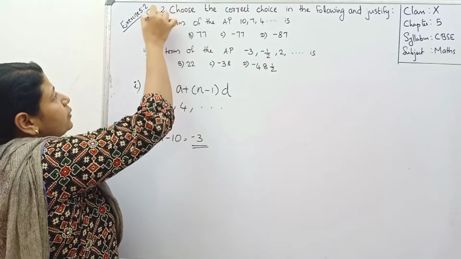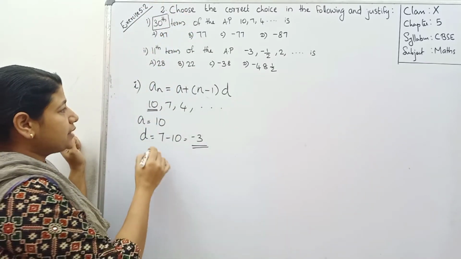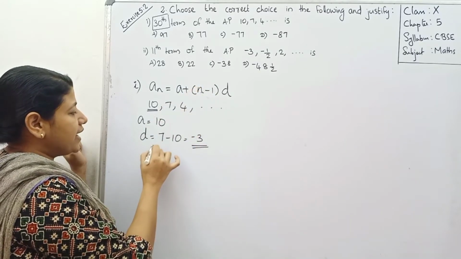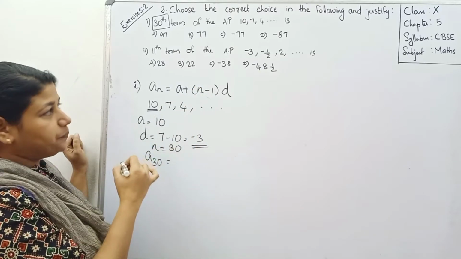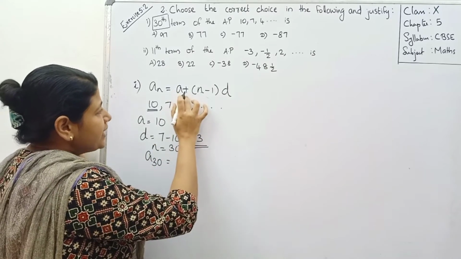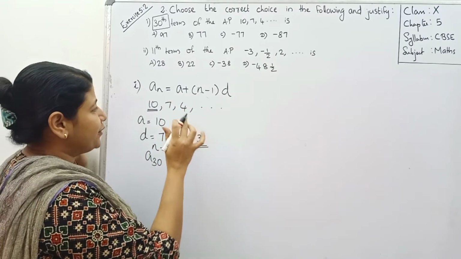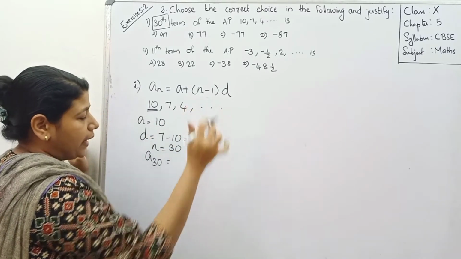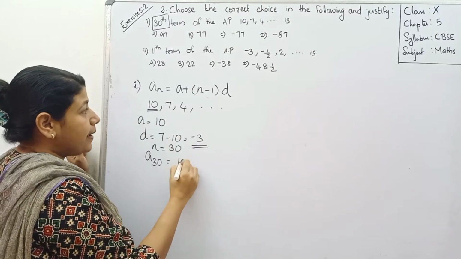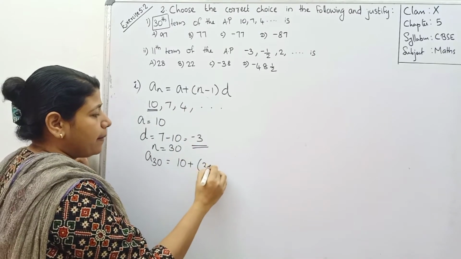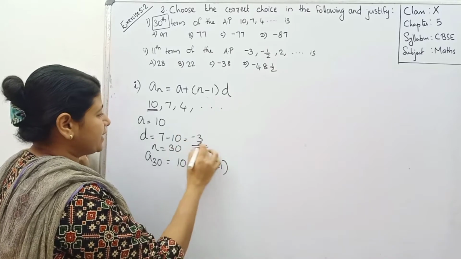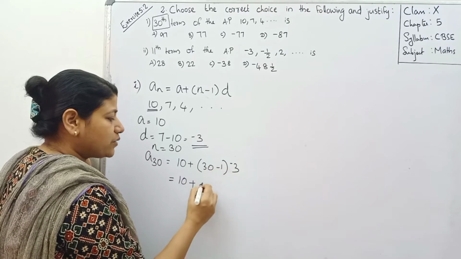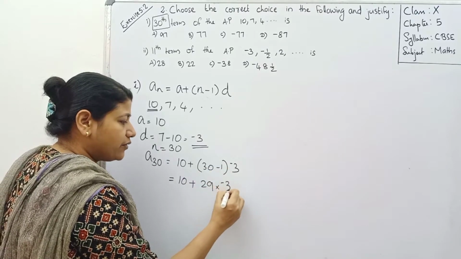We have to find out the 30th term, isn't it? 30th term, so we can write a30. Instead of this n, we can write 30. So in this equation, we have to substitute the values of a as 10, d as negative 3 and n as 30. So a is 10 plus n is 30 minus 1 and the common difference, which is negative 3. This equals 10 plus 30 minus 1 is 29 into negative 3.